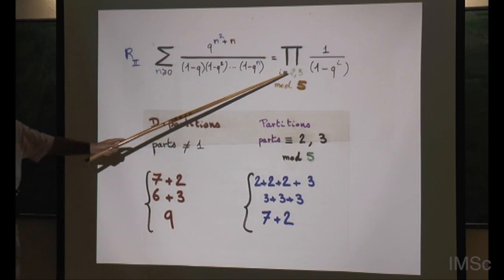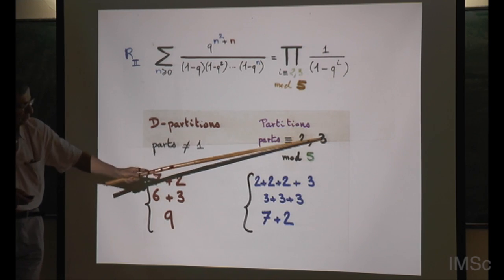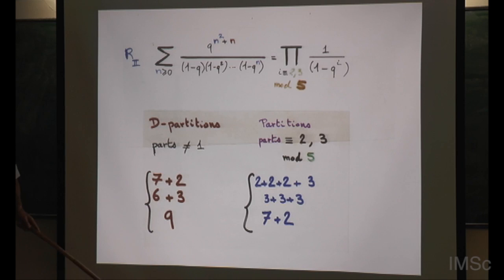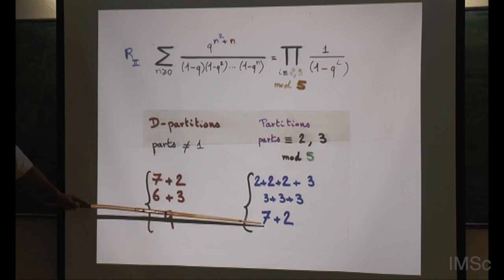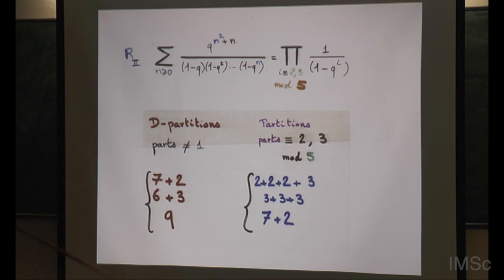In the right-hand side, now it's changed completely. Take all the partitions with parts equal to 2 and 3 modulo 5. So you can have 2, 3, 7. And the partitions of 9 with this kind of part number only 3. So this is the second Rogers-Ramanujan identity.